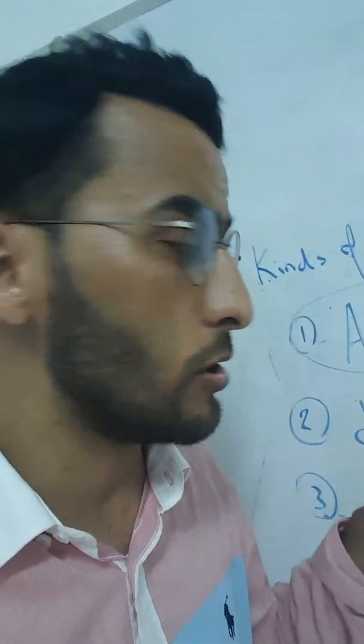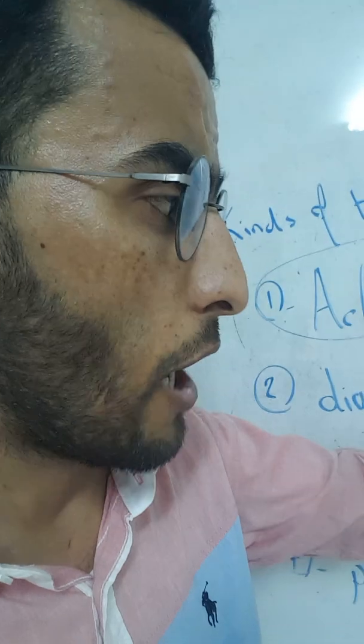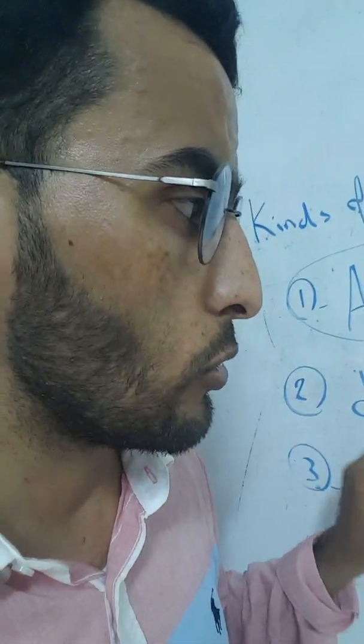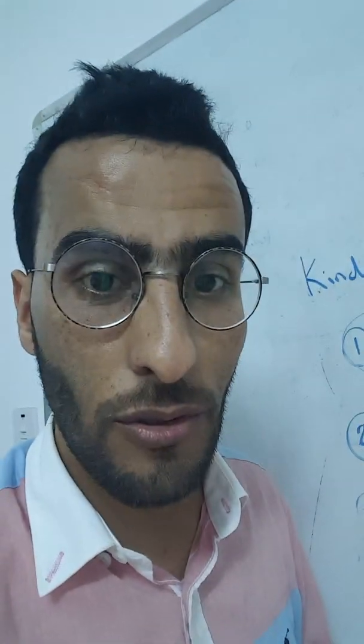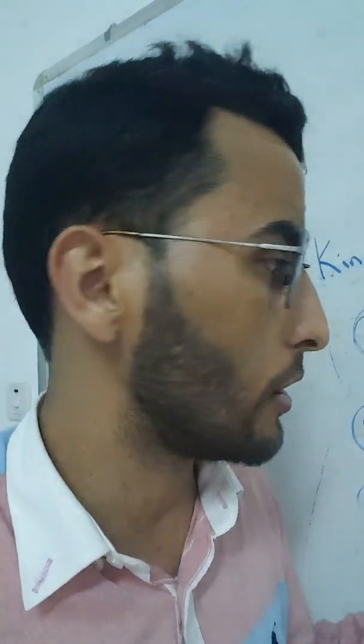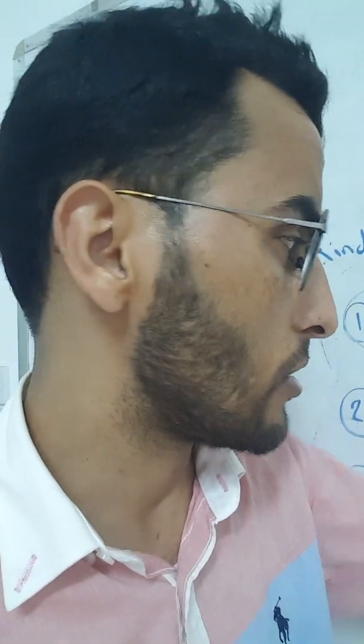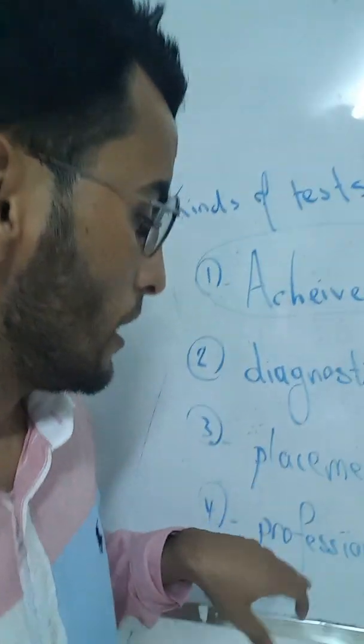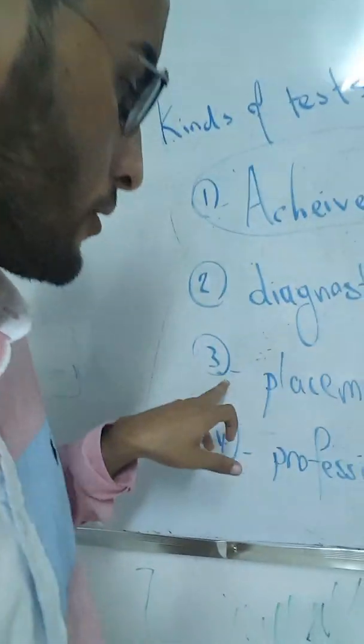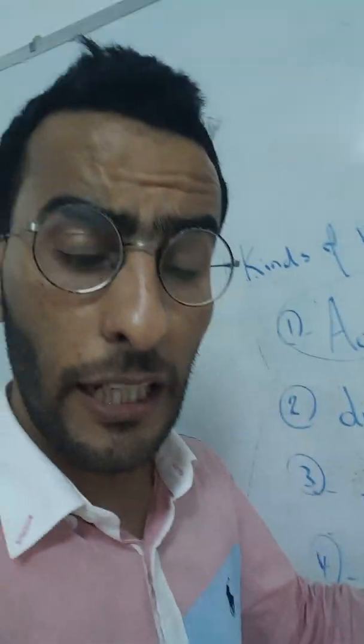For example, if the teacher has covered five topics and wants to diagnose and examine the third lesson, he makes this test, which is called a diagnostic test. And the third one was the placement test that tests the level of the students, the level of the language that they have.